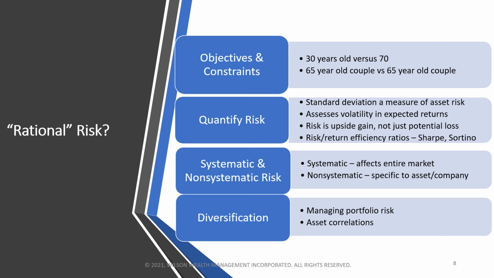Diversification. We'll look at that shortly. That's managing your portfolio risk. If you recall, non-systematic risk is also known as diversifiable risk. So we'll look at how assets can be matched together in a portfolio, and based on their asset correlations, we can reduce portfolio risk by adding low correlated assets. So that's sort of more of a rational look at risk.